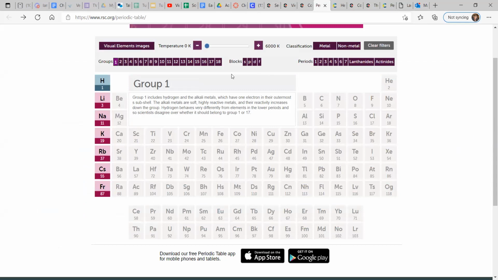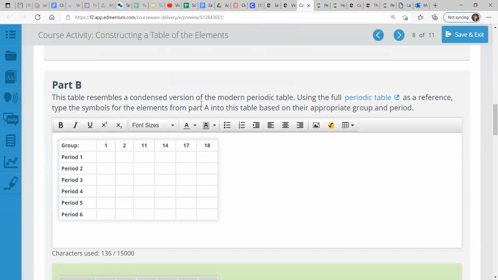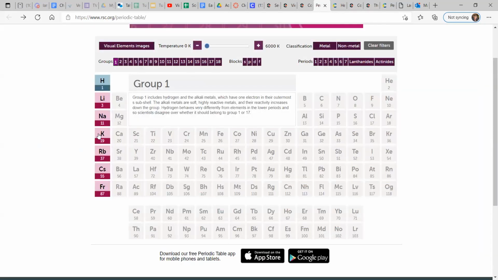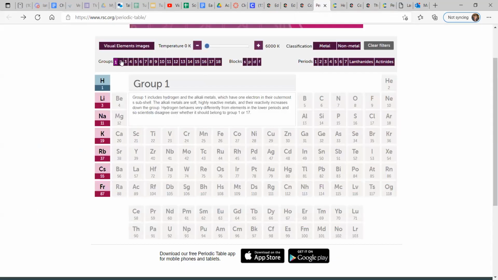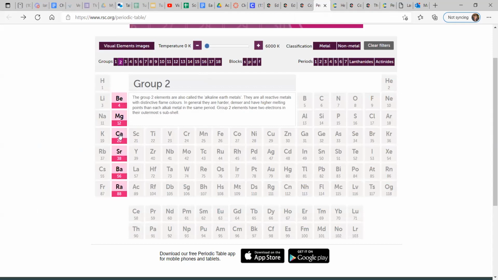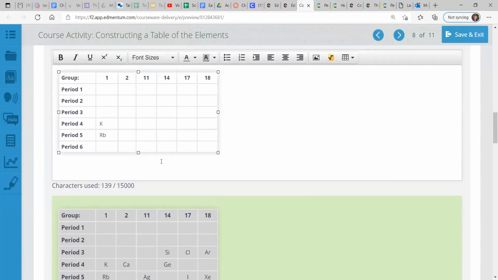Periods 1 through 7. So what did we have? We had potassium and rubidium. So we'll put, what period was this in? We got 1, 2, 3, 4, and 5. So we'll go back here. Okay. RB. All right. So what's in group 2? We had calcium and barium.